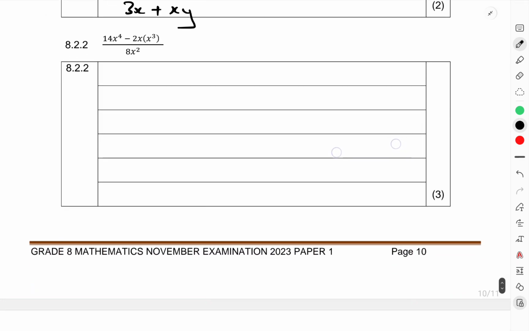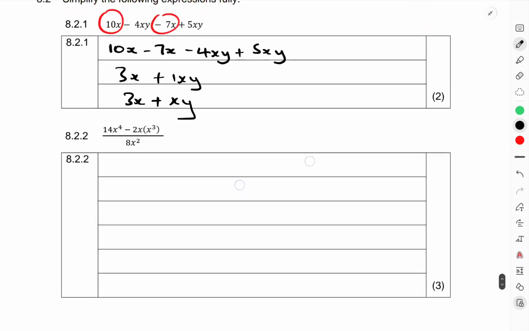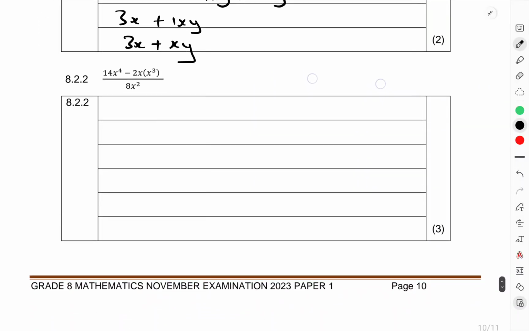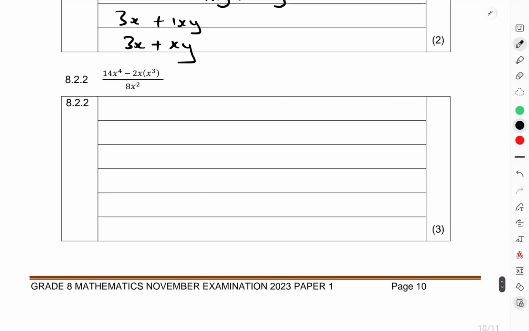Now 8.2.2. We are required to simplify fully, so it's all about simplifying fully. For me to simplify fully, I'm going to start with BODMAS: deal with the brackets first, before anything. Therefore, I have to deal with this part first because I see a bracket over there. I'm going to have 14x to the power 4, everything divided by 8x squared.